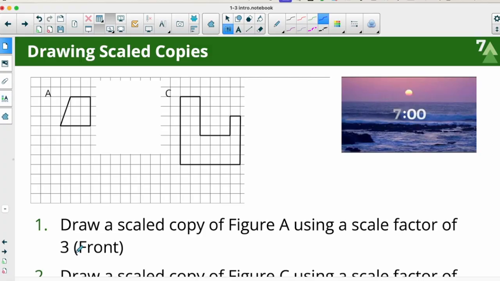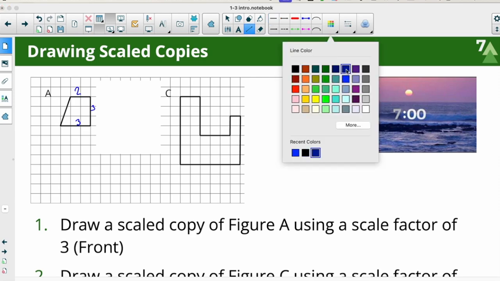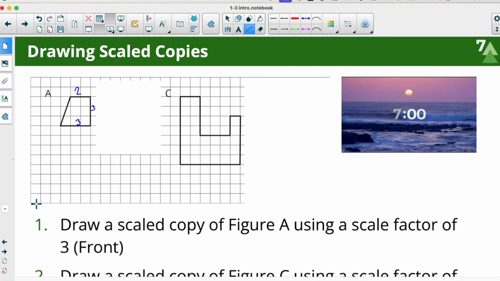All right, so then we were drawing a scale copy of figure A using a scale factor of 3. So first I started, this side length is 2, this side length is 3, and this side length is 3. And so if I take my line tool here and I'm going to start at the bottom because that's my longest segment. It will now be 9. 3 times 3 is 9.